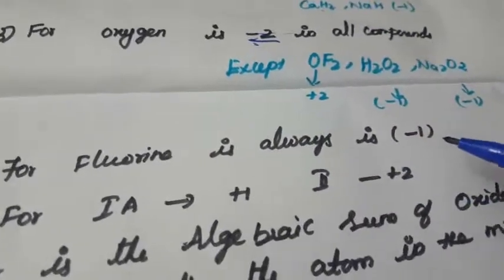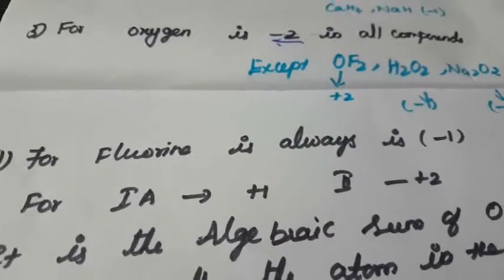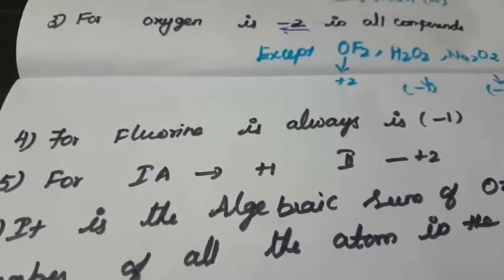Next one is fluorine. Fluorine is always oxidation number -1. That is another one. Fluorine is always -1.